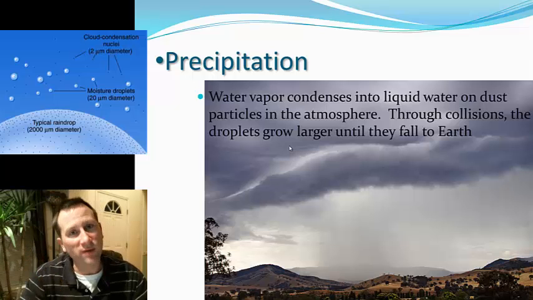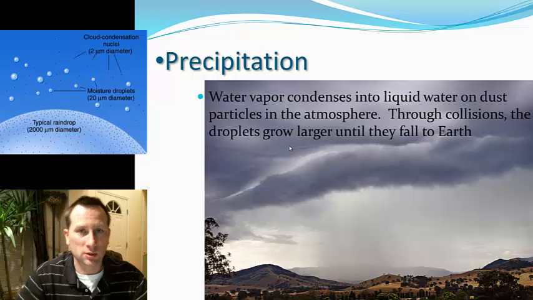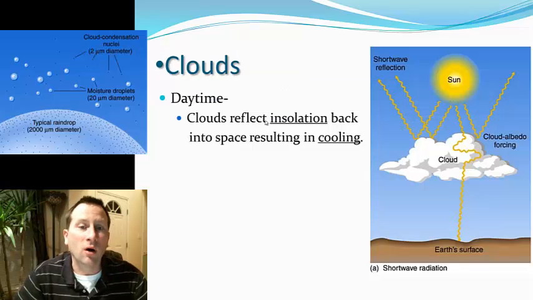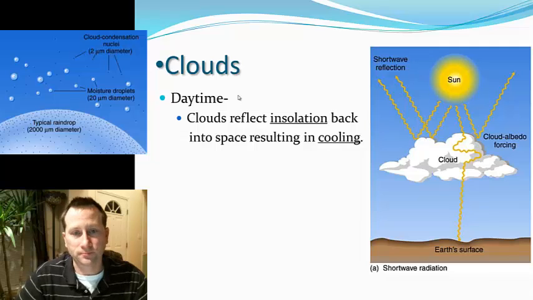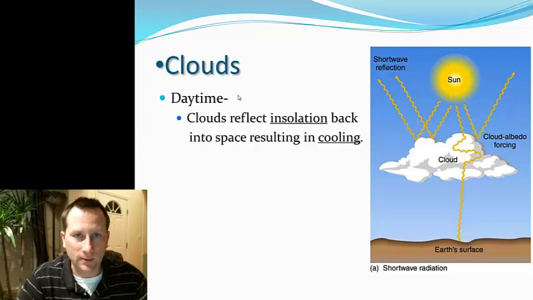Sometimes it falls and it re-evaporates as it falls. That's called virga. Other times it'll fall all the way to the ground. Clouds. I thought precipitation was the last one. We got to talk about clouds too. Sorry.